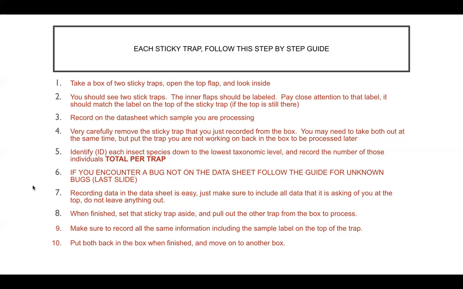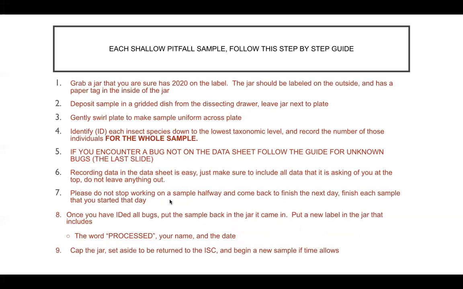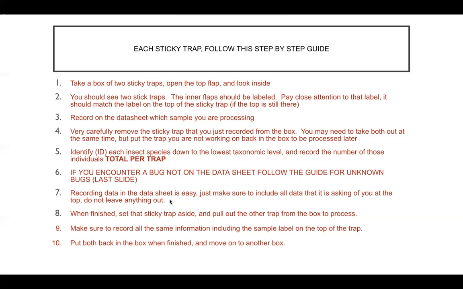After you've pulled out your trap and you're ready to look at it, you want to identify each insect species down to the lowest taxonomic level and record the total number of those individuals per trap. So for the whole trap, let's say there's a particular fly species that's present. You want to count all of the individuals of that fly. And then let's say there's another fly species, count the individuals of that fly, and so on and so forth. If you encounter a bug not on the data sheet, follow the guide for unknown bugs, which is the last slide, like I mentioned. Recording data in the data sheet is easy. Just make sure to include all the data that it asks of you at the top. Do not leave anything out.